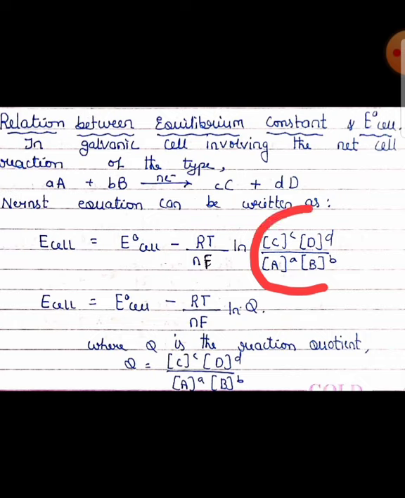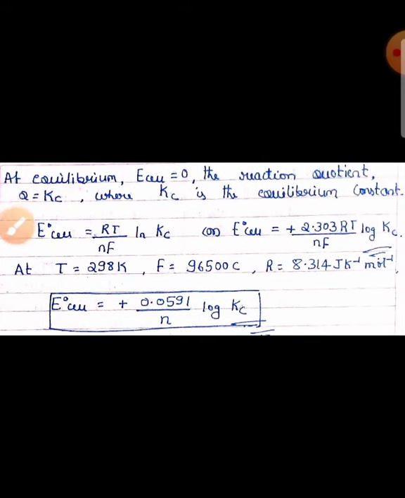Now in place of this we can write Q, where Q is the reaction quotient. Then we will further calculate: at equilibrium E cell is equal to 0. The reaction quotient Q is equal to Kc, where Kc is the equilibrium constant. Then we will get the equation: if E cell is 0, E naught cell is equal to RT by nF natural log of Kc.